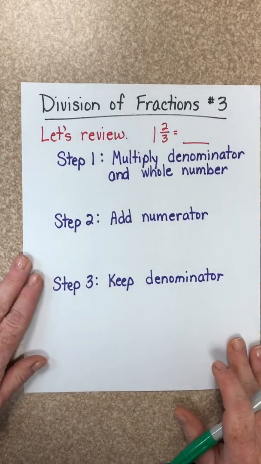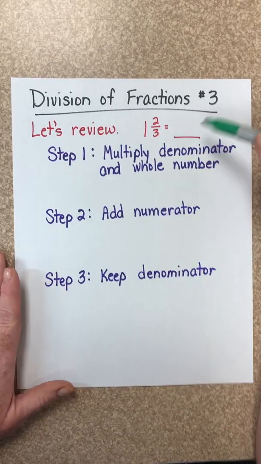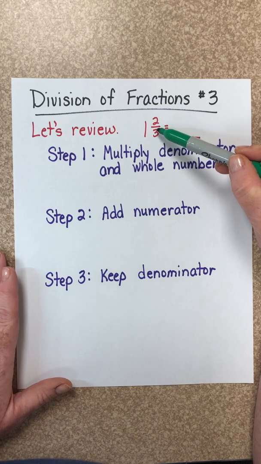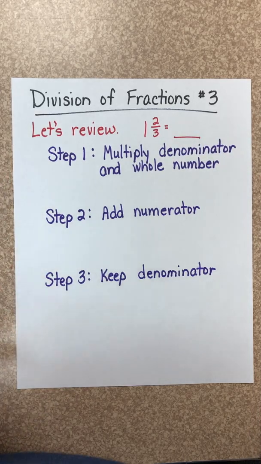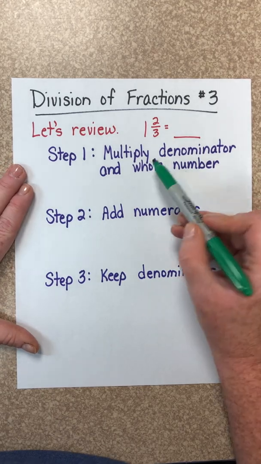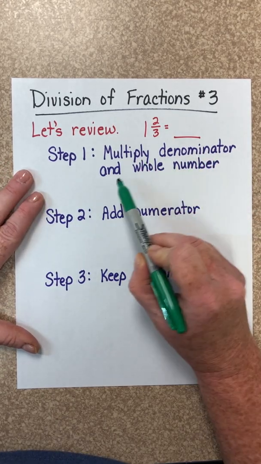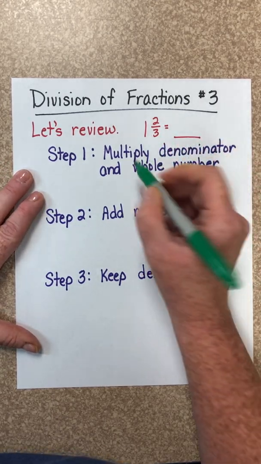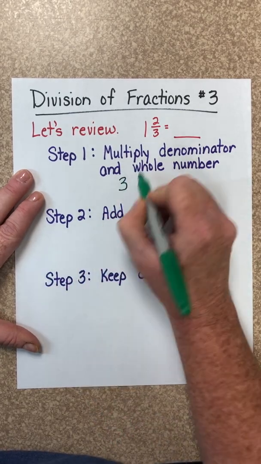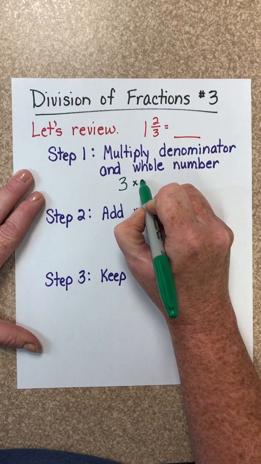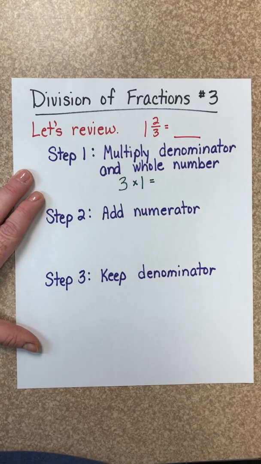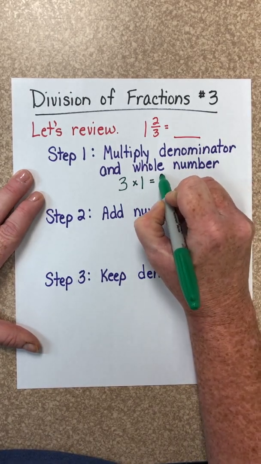Let's do a little bit more review, and this time we're going to turn a mixed number into a fraction. So again, I have steps for this. First step, multiply denominator and whole number. So the denominator is 3, and we multiply the whole number, that's 1. So 3 times 1 is 3.